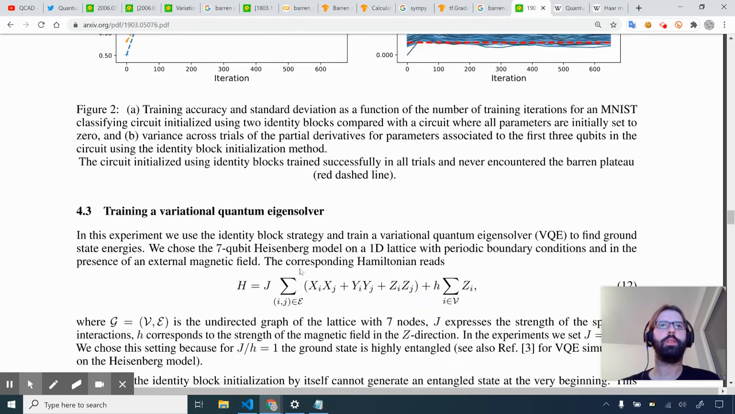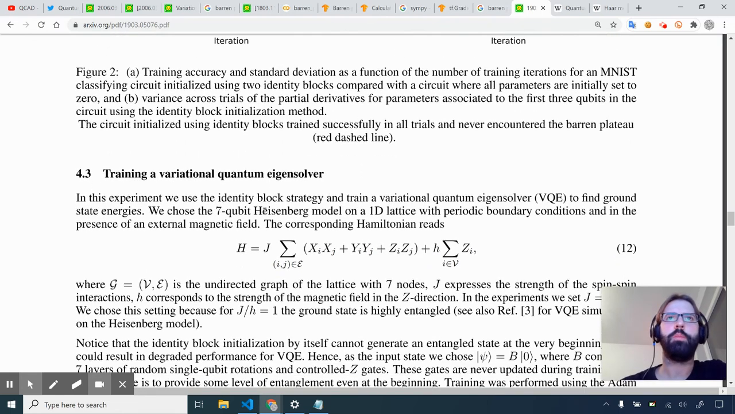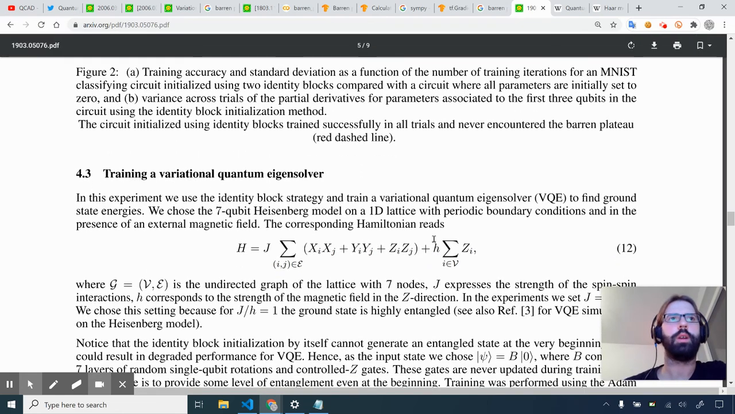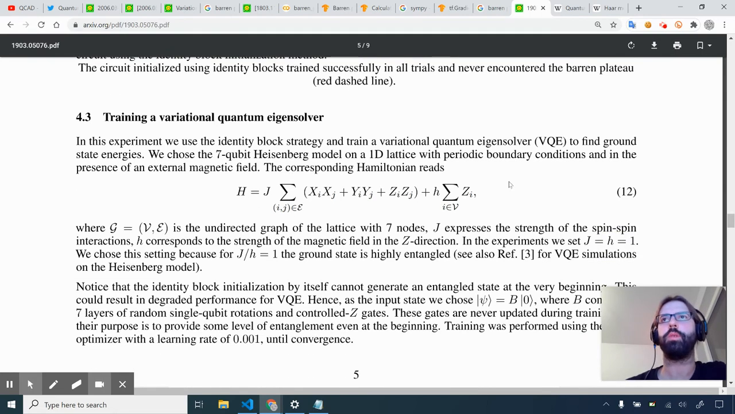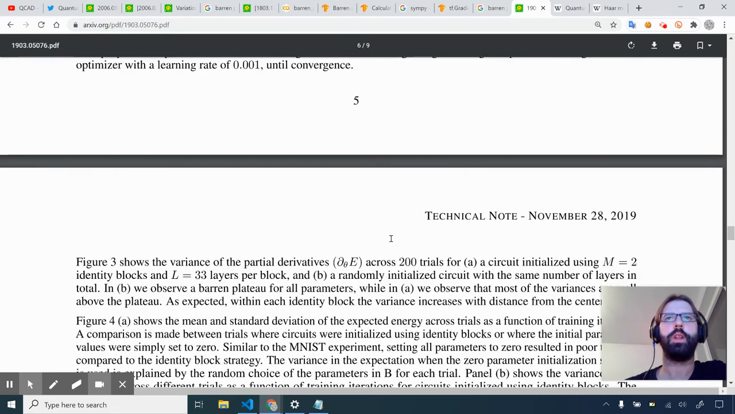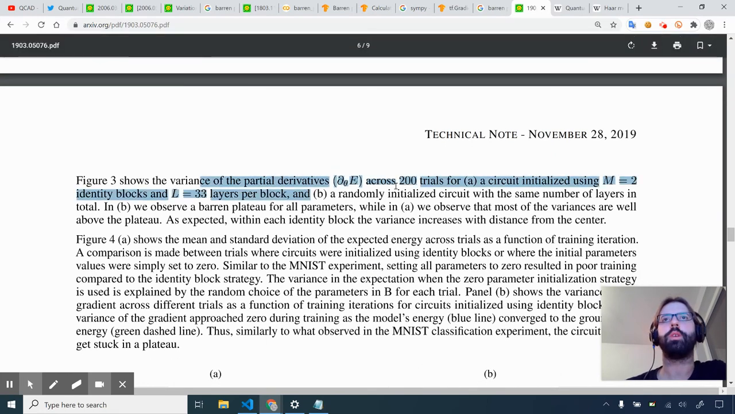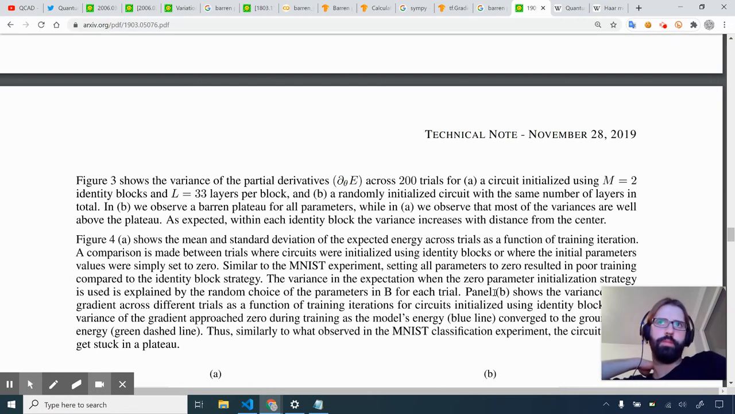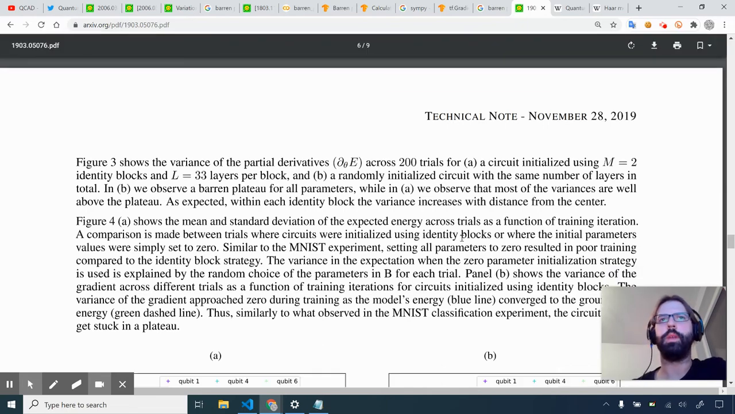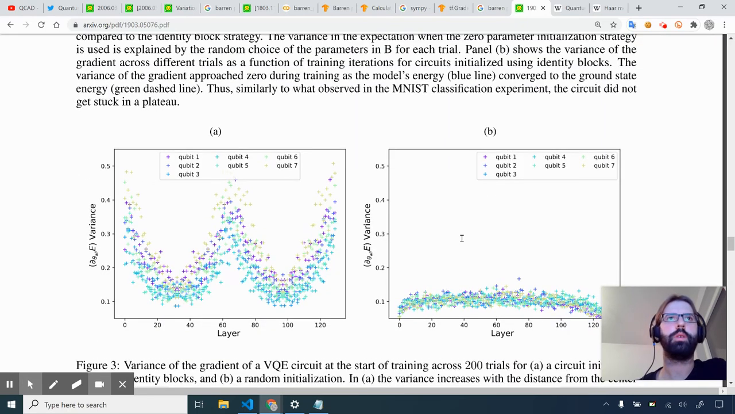Training a variational quantum eigensolver. In this experiment, we use the identity block strategy to train a variational eigensolver to find ground state energies. We choose a 7-qubit Heisenberg model on a 1D lattice with periodic boundary conditions and in the presence of a magnetic field. Okay, so now they're going to do the random versus the variance of the partial derivatives across 200 trials for a circuit initialized using M=2 identity blocks and L=3 layers per block, and B, a random initialized circuit with the same number of layers in total. I don't remember what was the M in here.